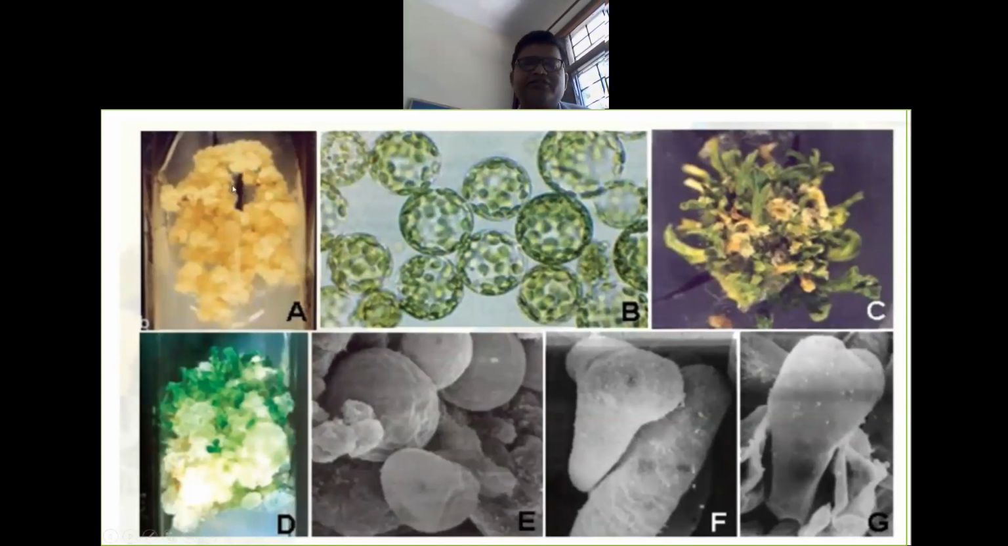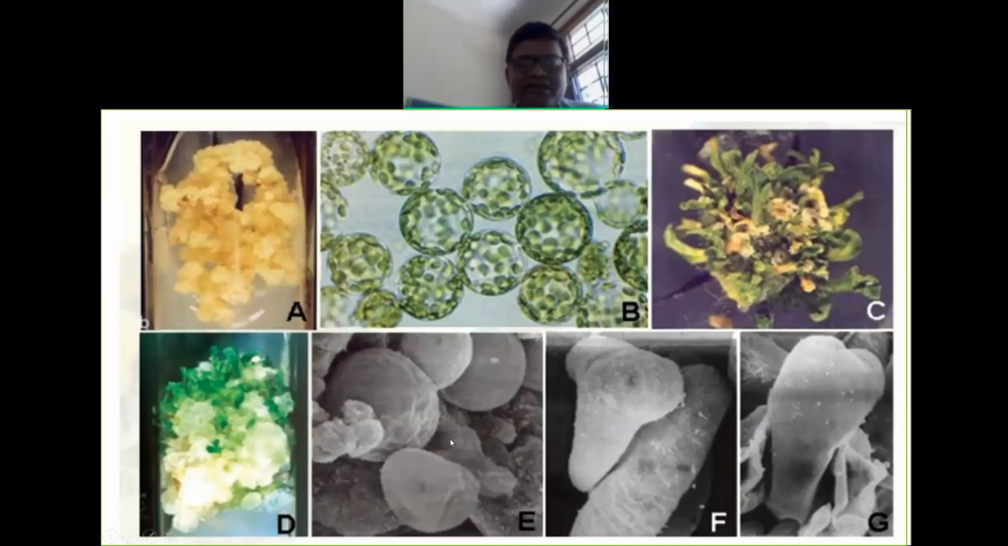This is the callus. Okay, this one is the multiple shoot formation from the explant through plant tissue culture. And this one is the somatic embryo, and this is the protoplast, a cell without cell wall. And this is the somatic embryo that has different stages when it is growing, and in due course of time it changes its shape.